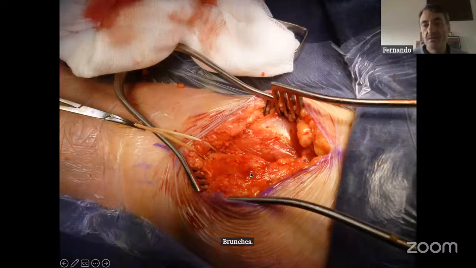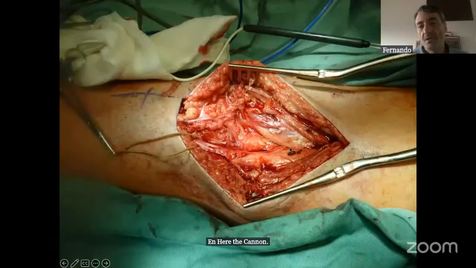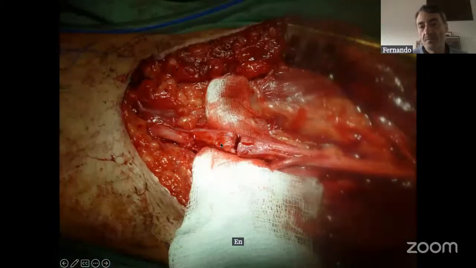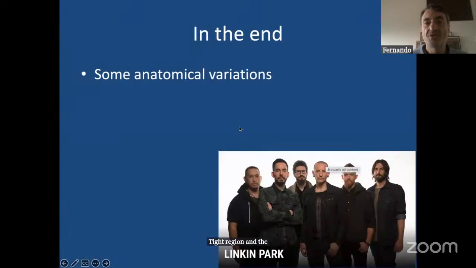Here we have the posterior hamstring muscles, and here the canal. Here we identify the nerve. We dissect all of the fibrosis, and we can see here the nerve. And here is the repair of the nerve with a graft, in the transition between the posterior thigh region and the popliteal fossa region.